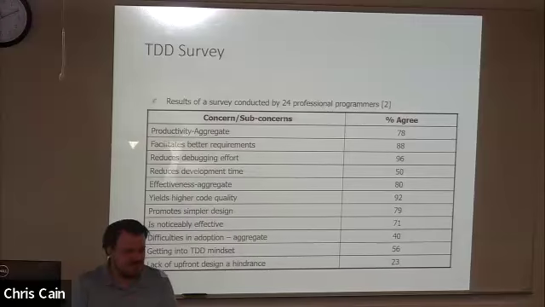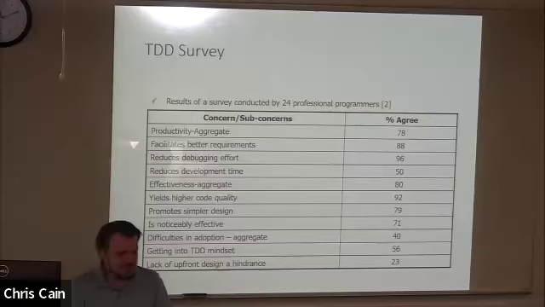The aggregate effectiveness: how effective was the overall result? 80% said they had a more effective product at the end of a development cycle with TDD. Higher code quality: 92% agreed that the code improves if you go through a TDD process. Simpler design: 79% said if you design and write the tests first, then you get a simpler design. Is it noticeably effective? 71% said, yes, I can feel the difference between development and TDD.